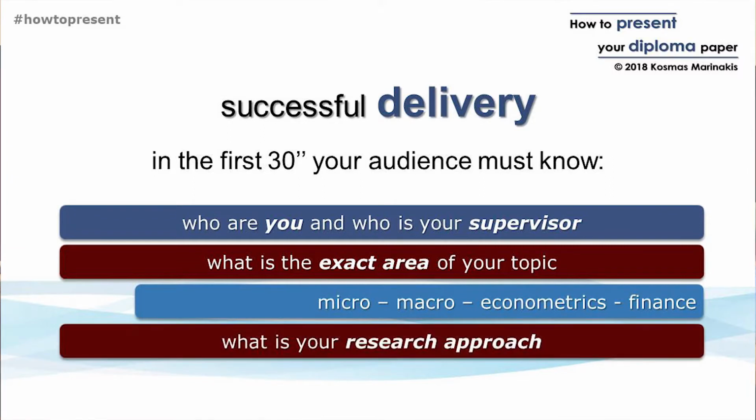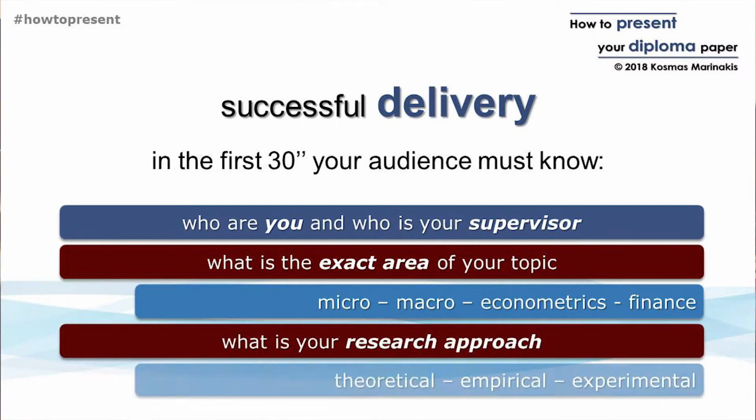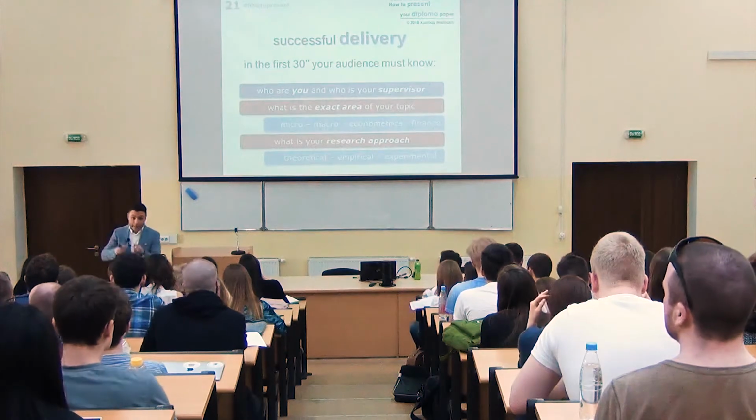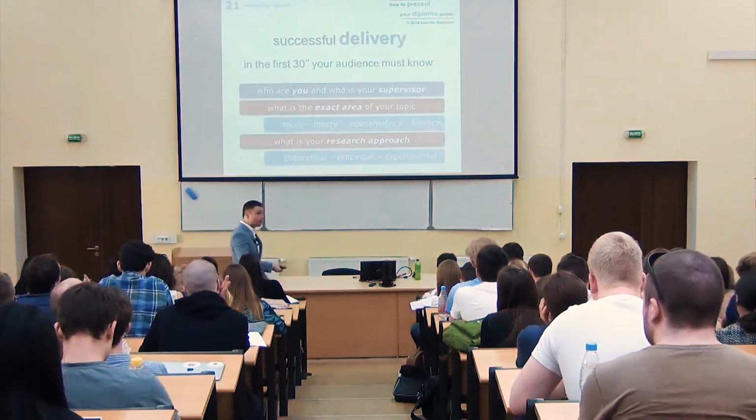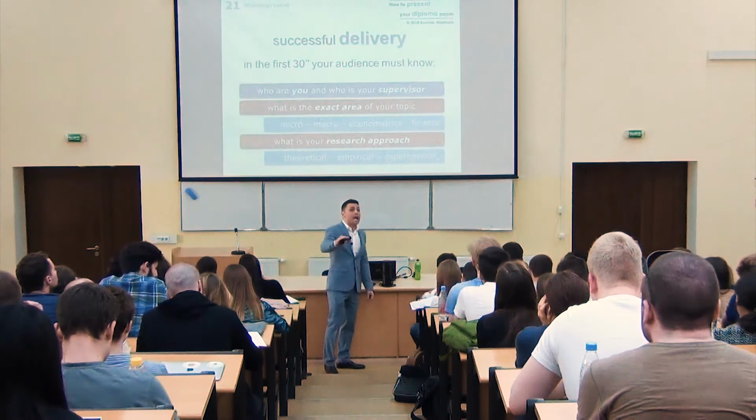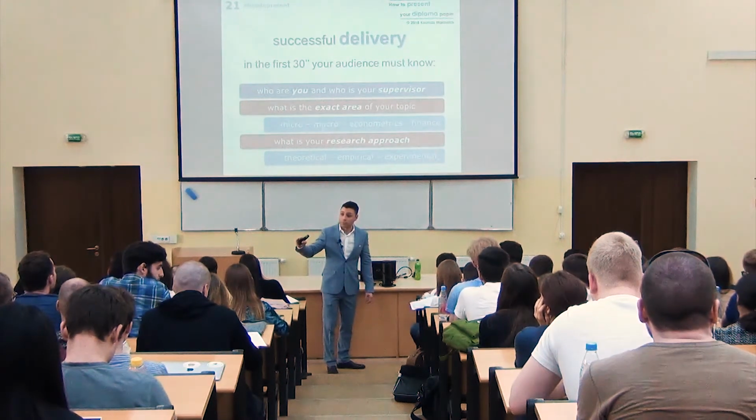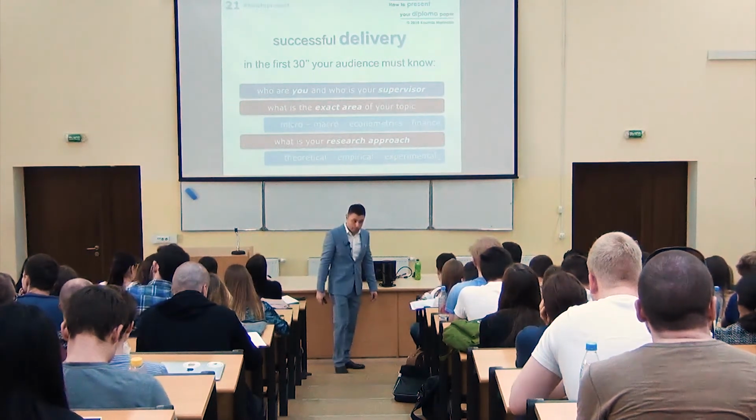What is your research approach? Is this a theoretical paper? Is it an empirical paper? You have data. You are running regressions. This is the main basis. Or it's an experiment. Or it's something else. You need to clarify this from the beginning so you set the right type of expectations for the audience.